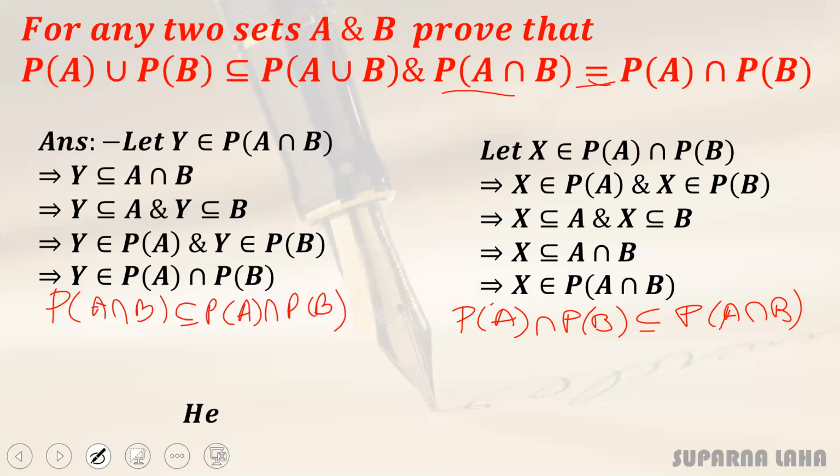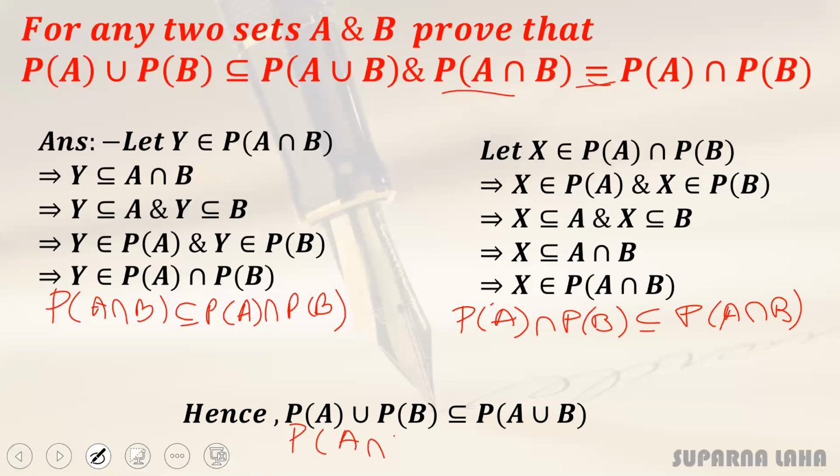Right? Since P is a subset of Q and Q is a subset of P, that means P is equal to Q. So we can write this as power set of A intersection B is equal to power set of A intersection power set of B. So we have proved these two properties.